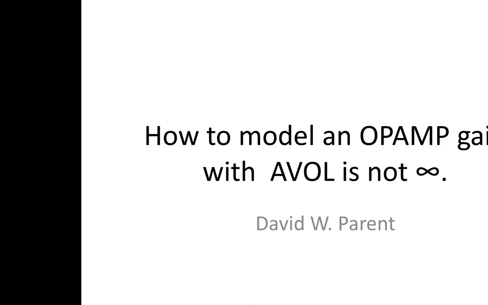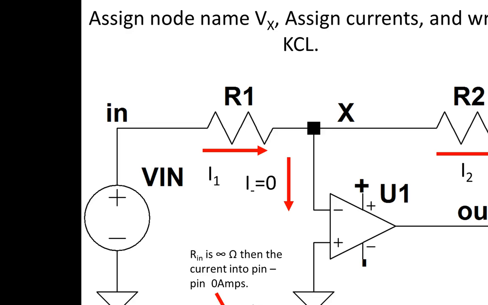So in the previous video we talked about Vx, or in other words V minus equaling V plus, and how accurate that would be given the open loop gain. A lot of times we don't really care about what Vx or V minus or V plus happens to be. It's really the output. So we'll develop an equation for the gain of an inverting amplifier without the open loop gain being infinity. So again, this is the same derivation as before.